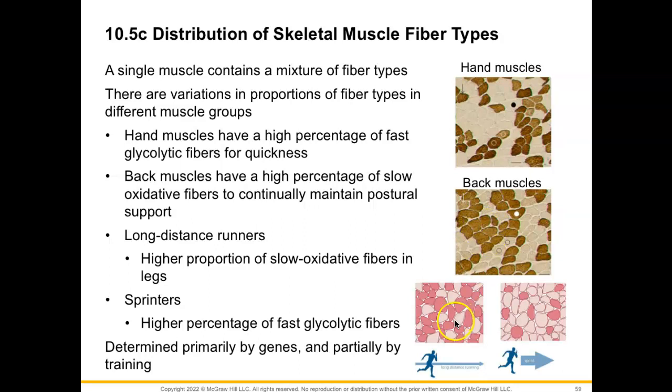And then I mentioned this before, but it's worth mentioning again, that our long distance runners may have a higher proportion of these slow oxidative fibers in their legs, whereas our sprinters might have a higher percentage of the fast glycolytic fibers. And this is all primarily determined by genes and partially by training.